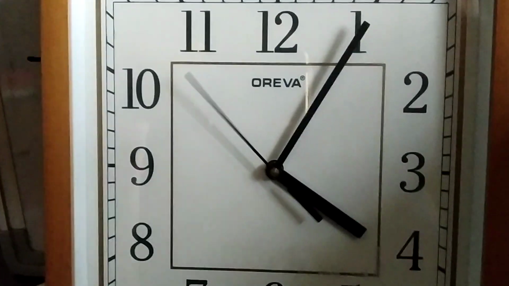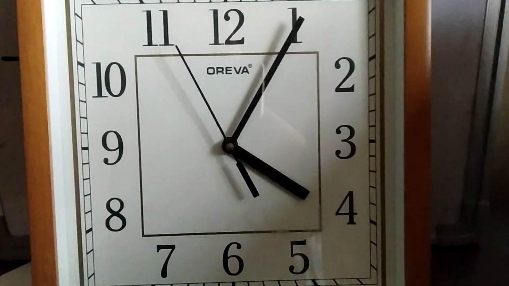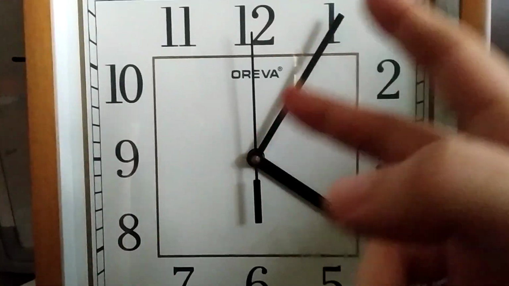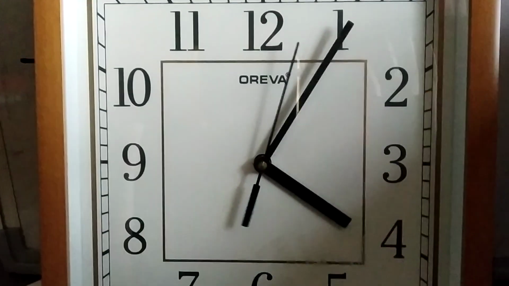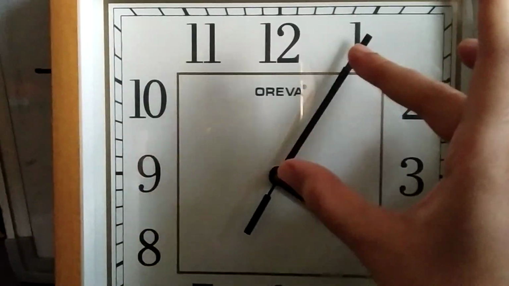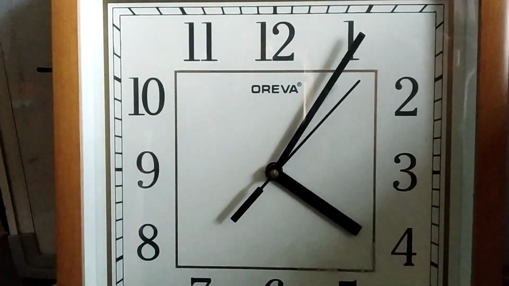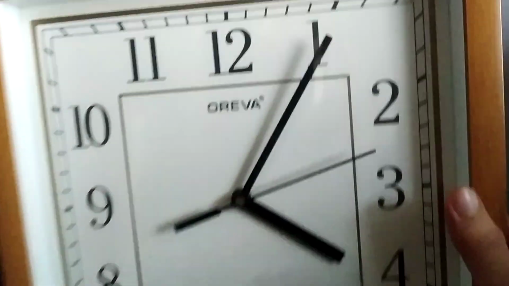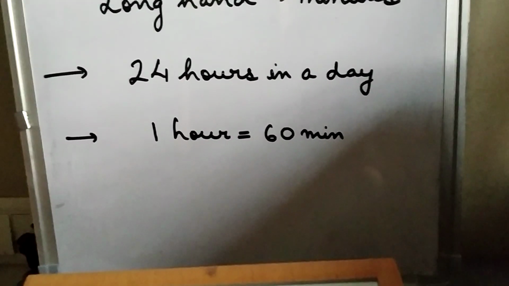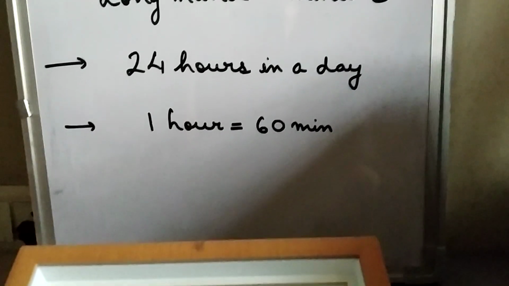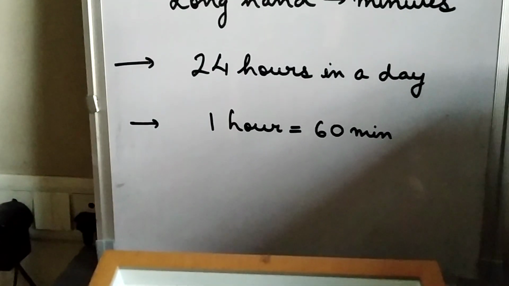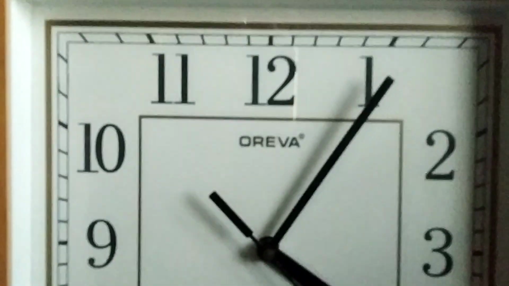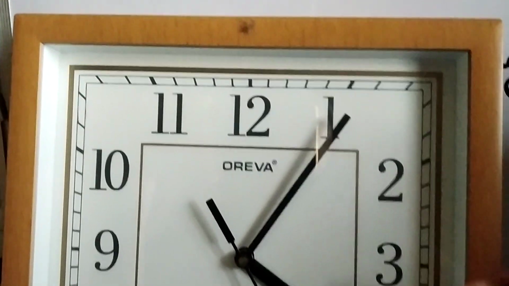I am going to explain that to you later on. That was just a briefing, but just remember that there are two hands in a clock, the longer one and the shorter one. The longer one shows the minutes, this is the minute hand, and the shorter one shows you the hour hand. Remember that there are 24 hours in a day and 1 hour has 60 minutes. So 1 hour is equal to 60 minutes. See, I will explain how it is 60 minutes, children.